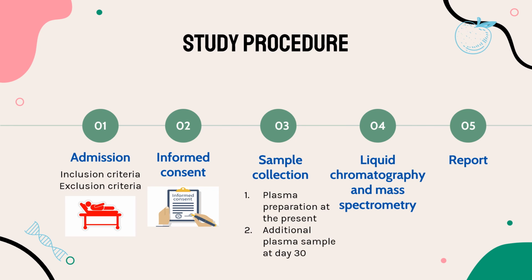My study procedure is: first is admission by inclusion and exclusion criteria. Next is informed consent for the patient. Next is sample collection. First is plasma preparation at the present, and additional plasma sample at day 30. Next is liquid chromatography for separation of the substances, and mass spectrometry for protein identification.